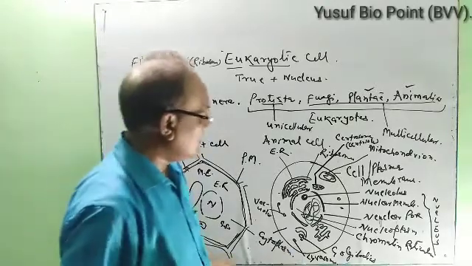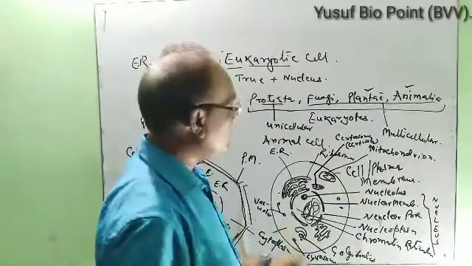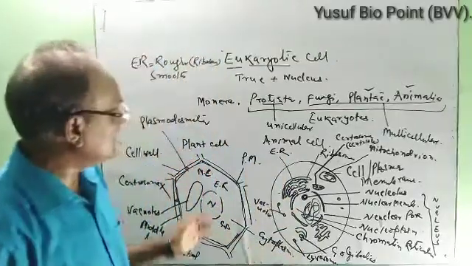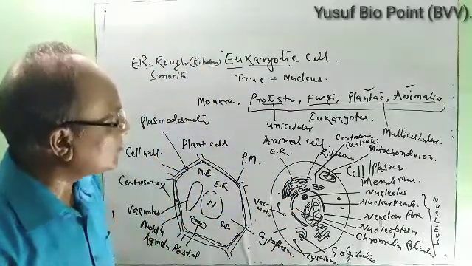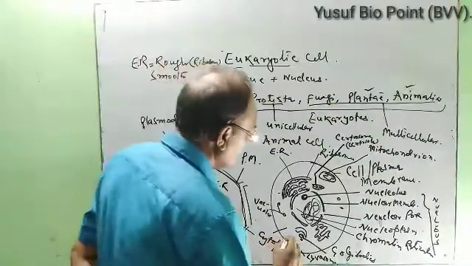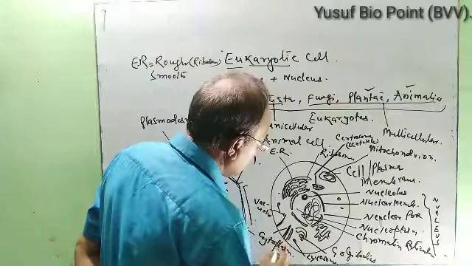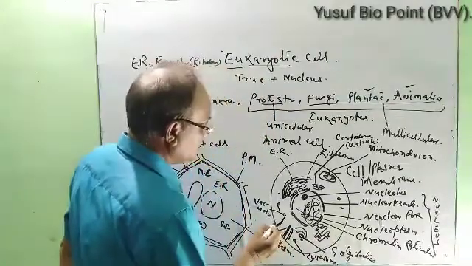These are the lysosomes, which are generally found in animal cells and less in plant cells. Inside, some inner projections are found, which are known as microtubules.